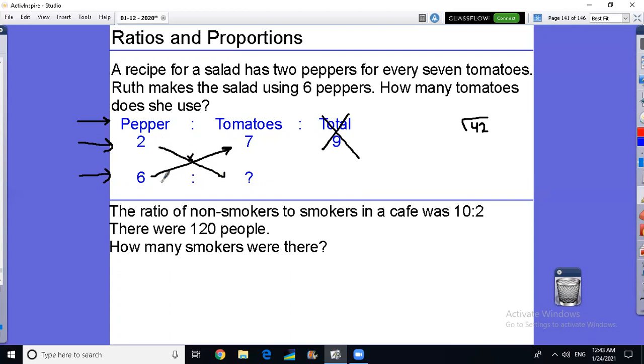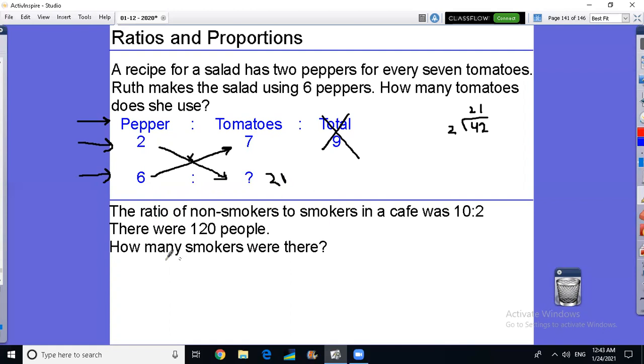So when you do 6 times 7, which is 42, divided by 2, it's short division. You can also do it mentally. It's 21. So 21 tomatoes to use with six peppers.